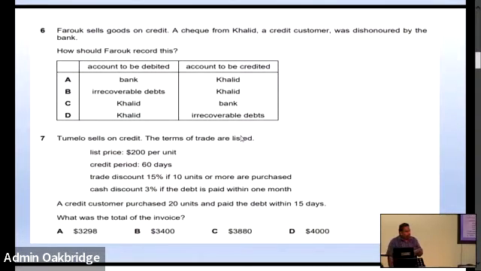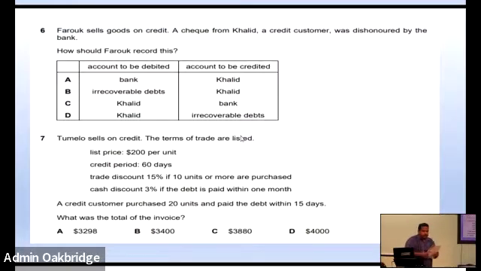Farooq sells goods on credit. A check from Khalid, a credit customer, was dishonored by the bank. How should Farooq record this?